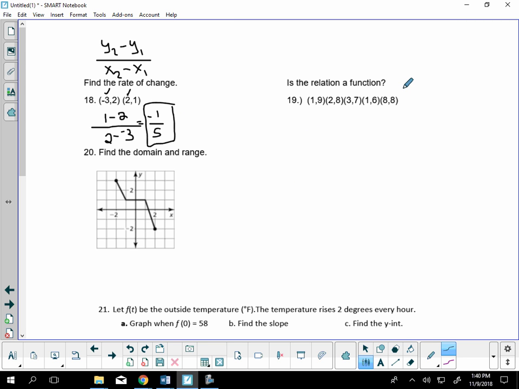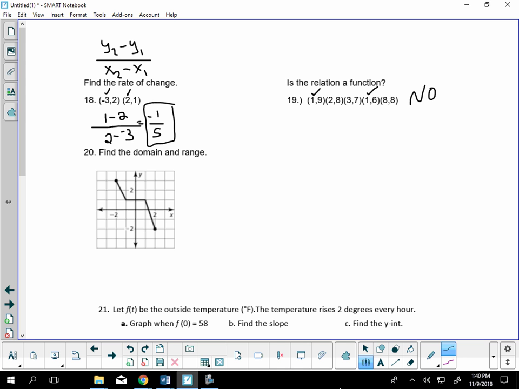On 19, is it a function? You want to make sure your x's don't repeat. 1, 2, 3, 1. Those ones just repeated. So no, not a function. It's okay for my y's to repeat. I cannot have my x's repeat.